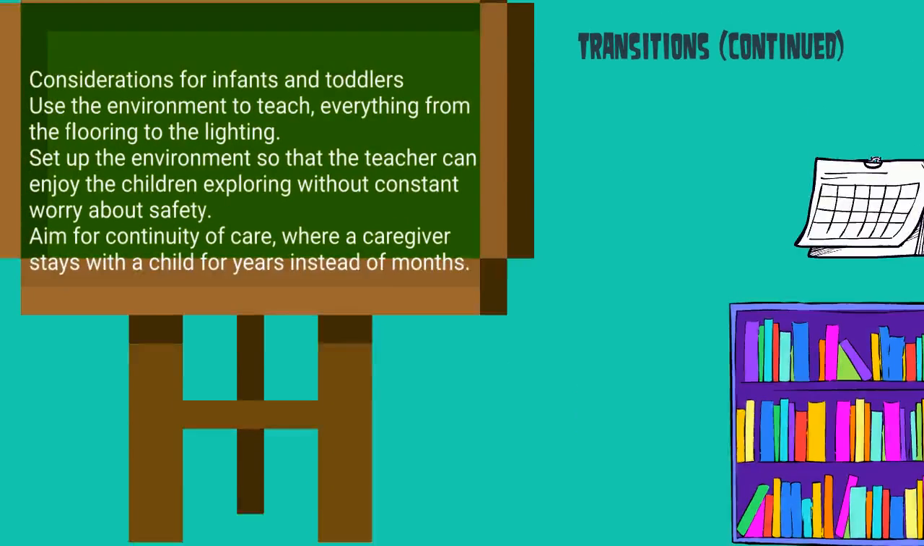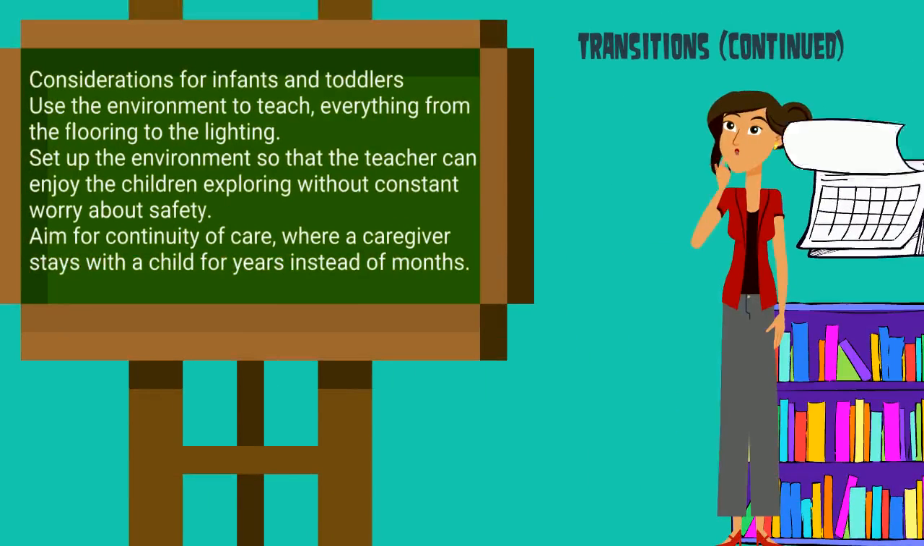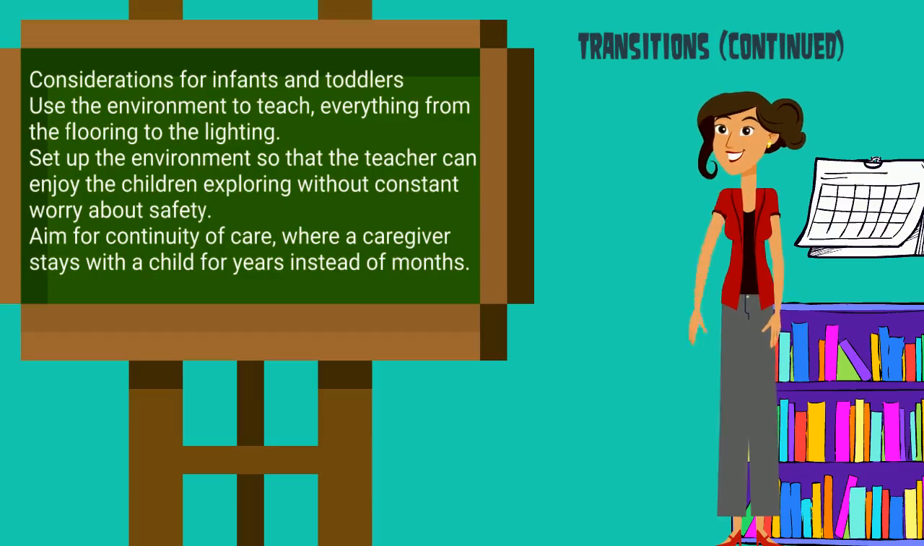Considerations for infants and toddlers. Use the environment to teach everything from the flooring to the lighting. Set up the environment so the teacher can enjoy the children exploring without constant worry about safety. Aim for continuity of care, where a caregiver stays with a child for years instead of months.